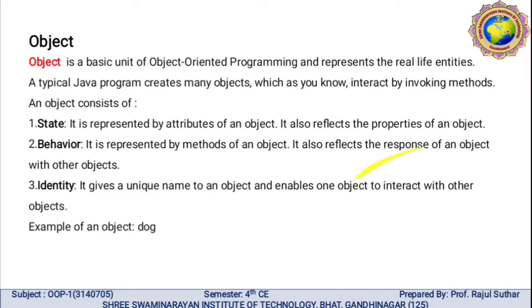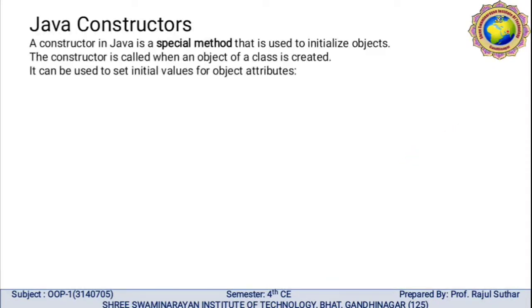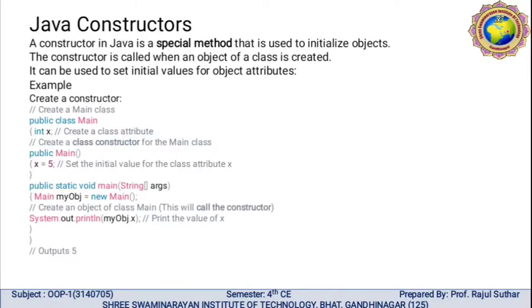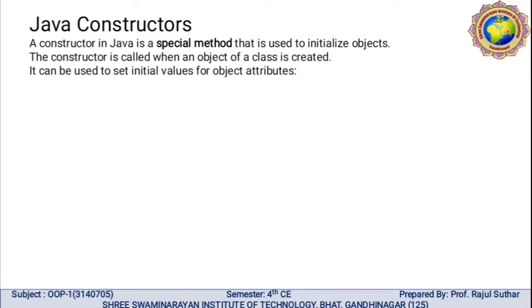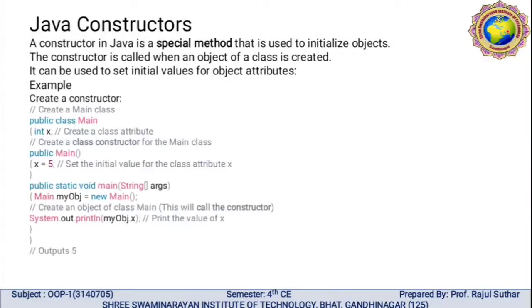Let me discuss the second portion, that is called Java constructor. What do you mean by Java constructor? A Java constructor is a special method that is used to initialize the object. The constructor is called when an object of a class is created. It can be used to set the initial values for object attributes. Let me discuss one constructor example.